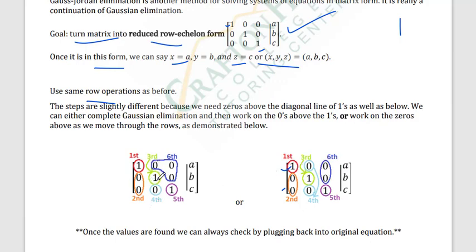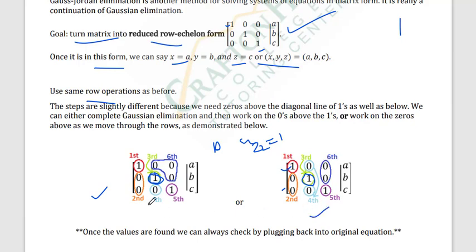Okay, now what is the third step? We will make the element a22 equal to 1. With the help of row operations, we will transform this element into 1. This is the third step. And here also, the third step is to transform this element into 1. So in both methods, the first, second and third steps will remain the same.